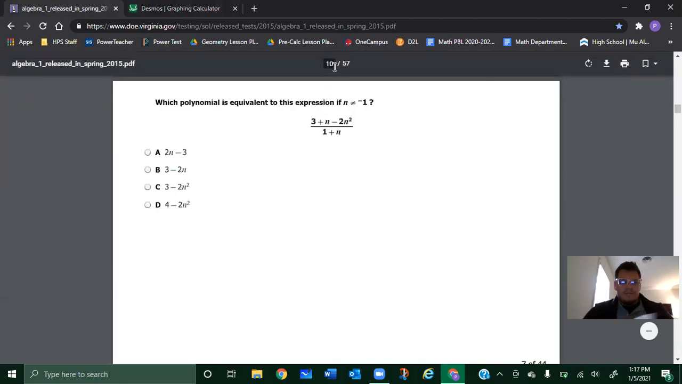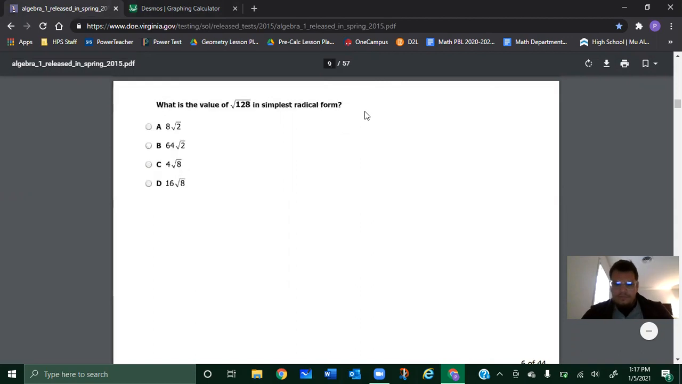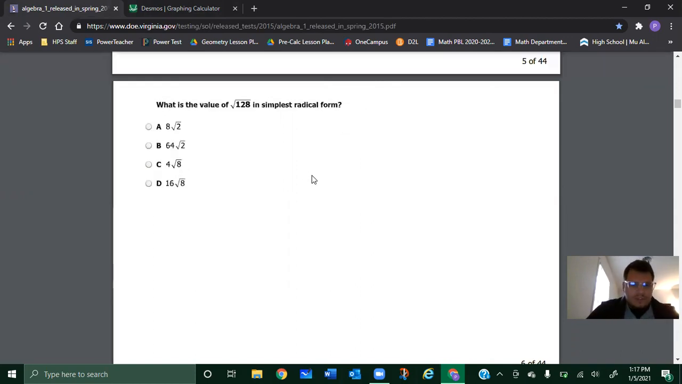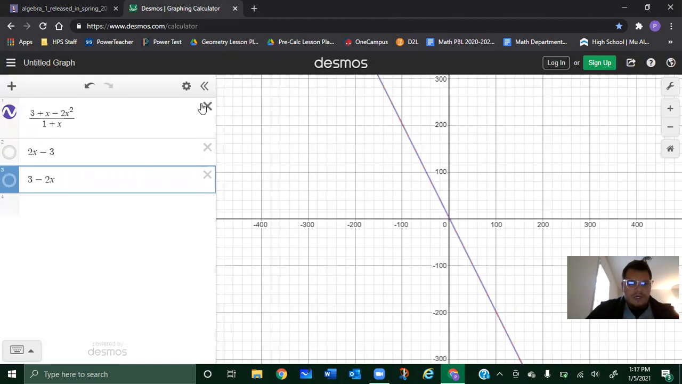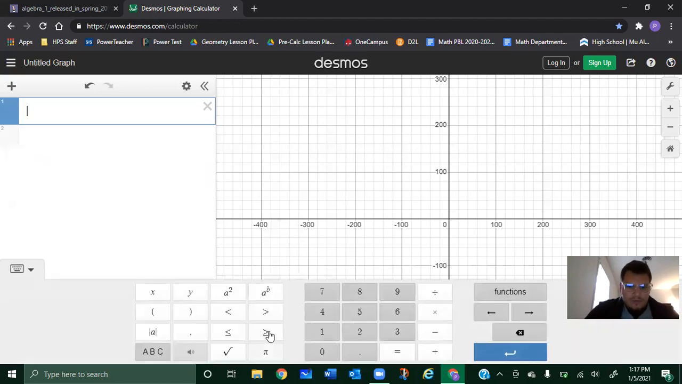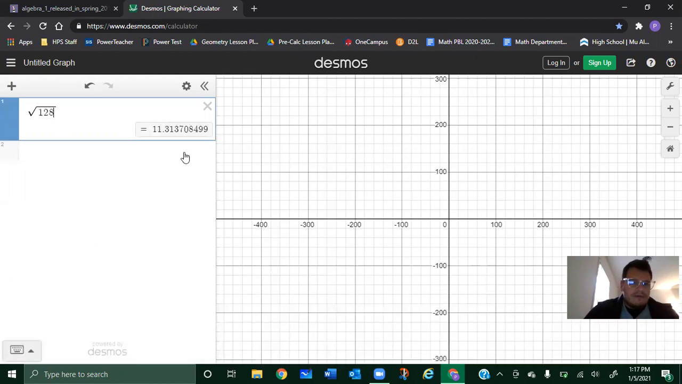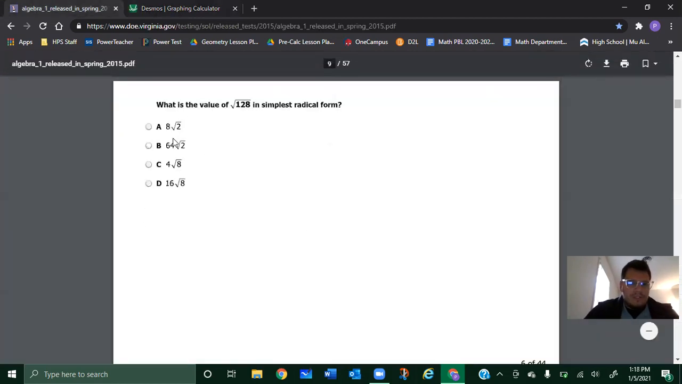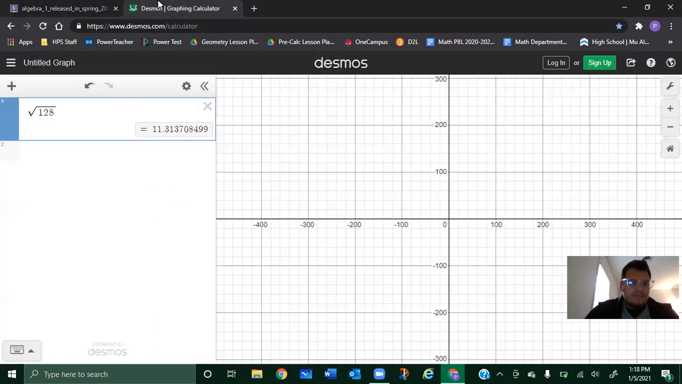Okay, so the next one I want to do is this, the square root of 128 in radical form. These are tricky, so you really want to use this trick to check your answer. So we could type in, we need the square root, which is right here. You pull up the keyboard and you'll have these things on the SOL, square root of 128. And it gives you an answer, 11.3, blah, blah, blah. But you can see that none of that is here.